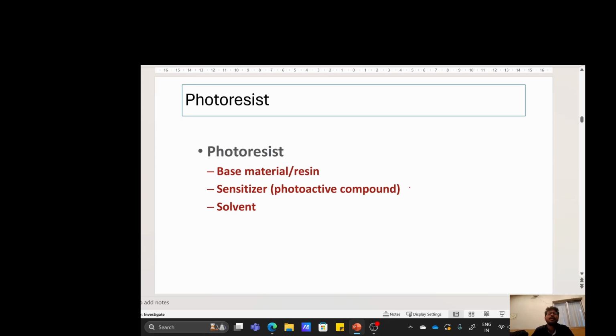Now photoresist. Let's see the properties of the photoresist. In photoresist there is a base material or a resin, there is a sensitizer, and there is a solvent. The sensitizer absorbs the light, and that changes the properties of the photoresist, that is, of the base material.